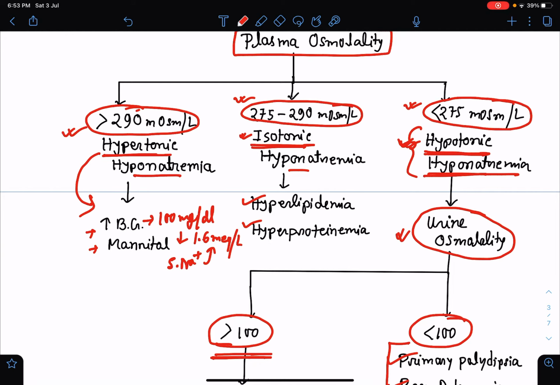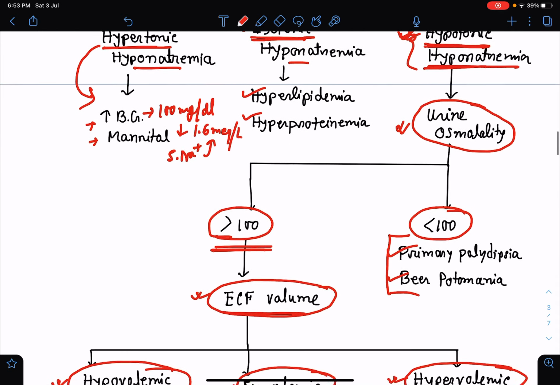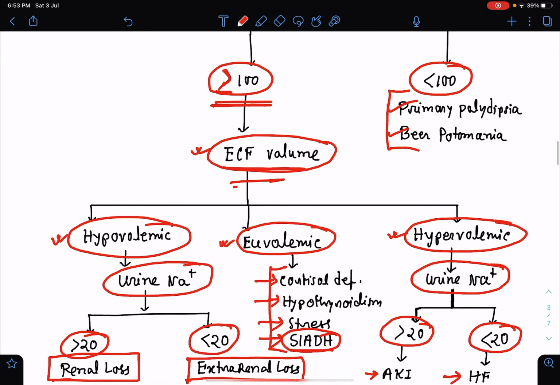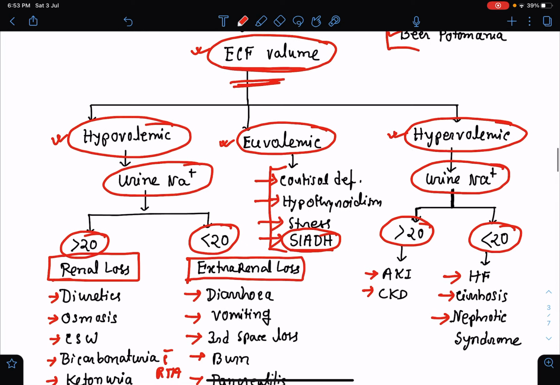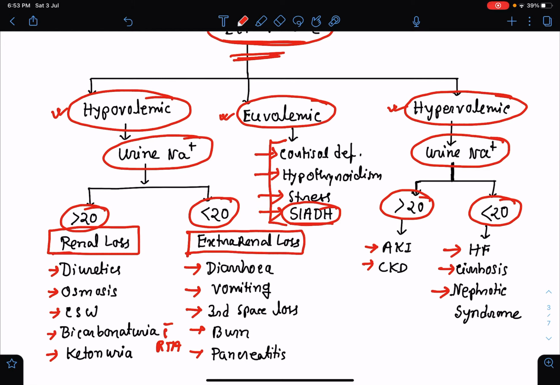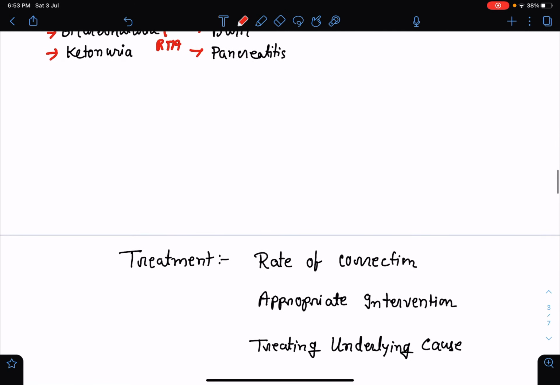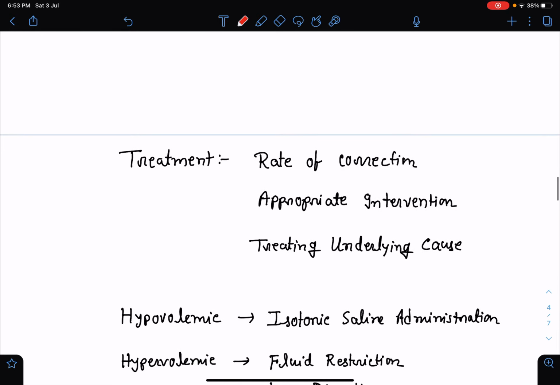If it is hypotonic, then we look for urine osmolality. If urine osmolality is more than 100, we look for the extracellular fluid volume, and then subclassify into hypovolemic, euvolemic, and hypervolemic hyponatremia. After this classification, we look for urine sodium in all the cases, and we classify whether the loss of sodium is due to renal or extra renal causes. So this was about the diagnostic approach.